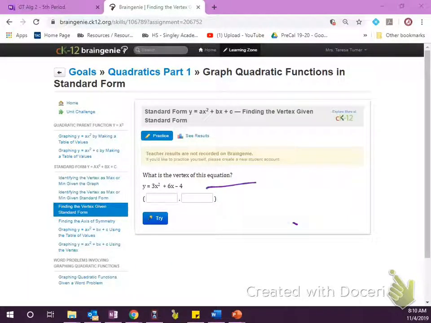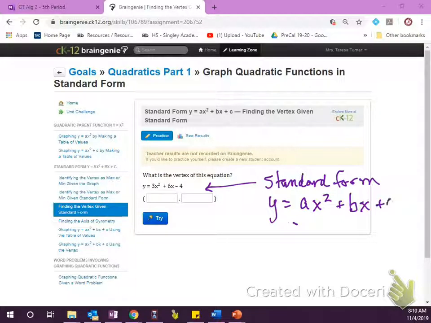So this format right here is called standard form. That's when it looks like y equals ax squared plus bx plus c. That's your standard form. When you need to find the vertex of that, we're going to learn later how to complete the square, but that's in the next 6 weeks, not this one. So for right now, you just need this little formula.